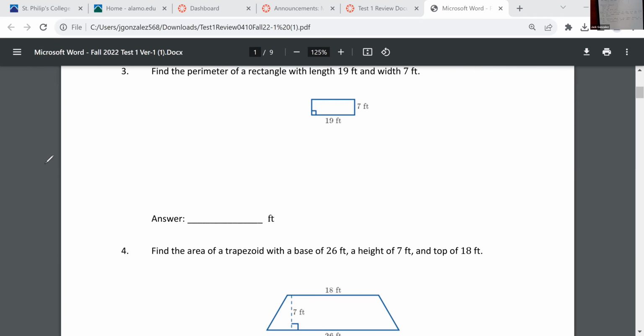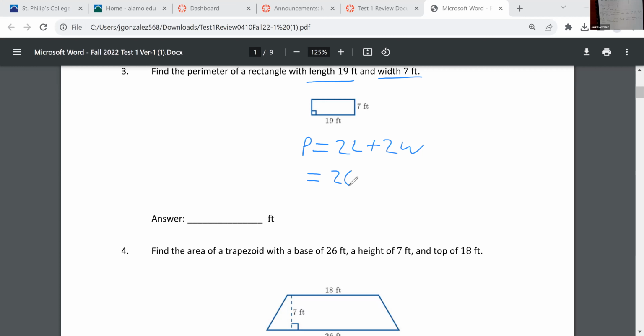The 3. Find the perimeter of a rectangle with length 19 feet and width 17 feet. Here we should do a little bit of work. What is the formula for perimeter of a rectangle? Perimeter, the distance around the outside. So we got W and L. Plug it in.